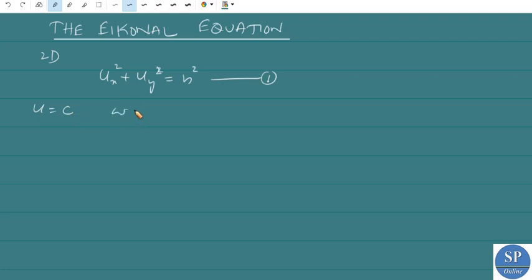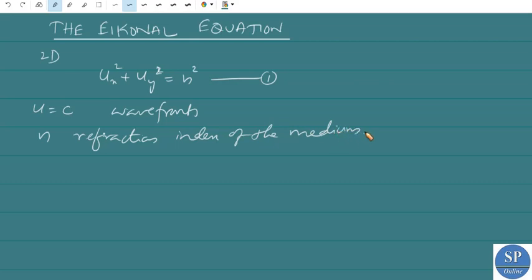the wave fronts, and n is the refraction index of the medium. Now, we have this eikonal equation in two-dimensional form. So we are going to solve this equation.